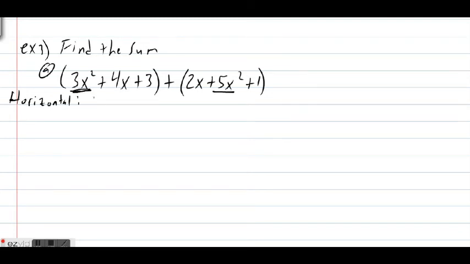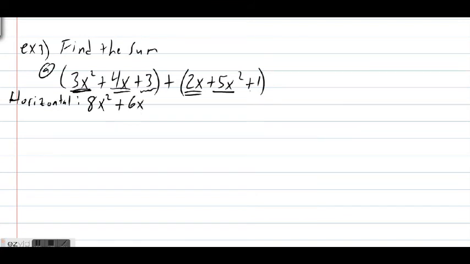3x squared plus 5x squared, 8x squared. You notice I did not change the exponent. I cannot emphasize that enough. Do not change the exponent. And now we go down in standard form. So 4x, because it's x to the first, and 2x. You notice I'm putting 2 lines under the x term just for grouping purposes. So 4x plus 2x, 6x.